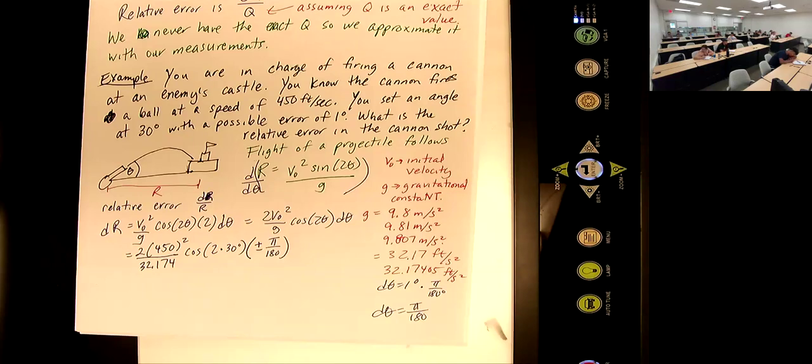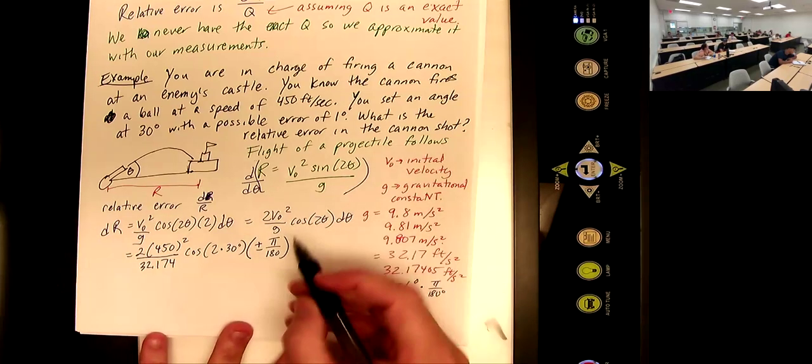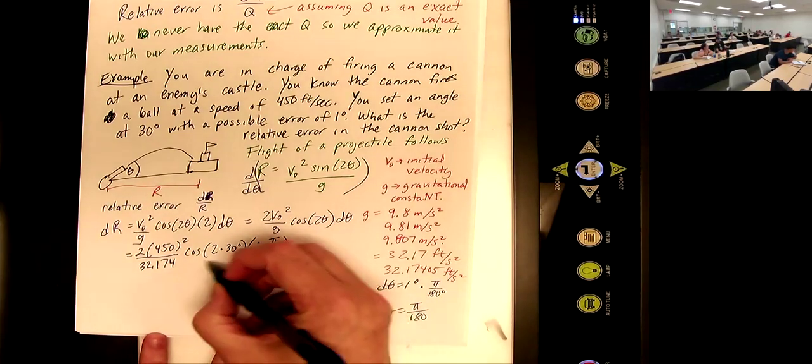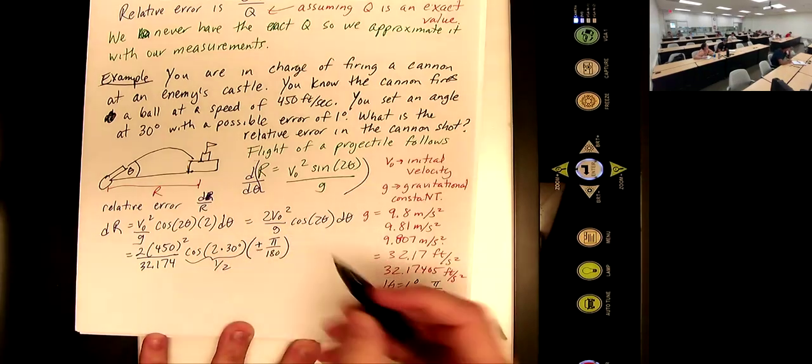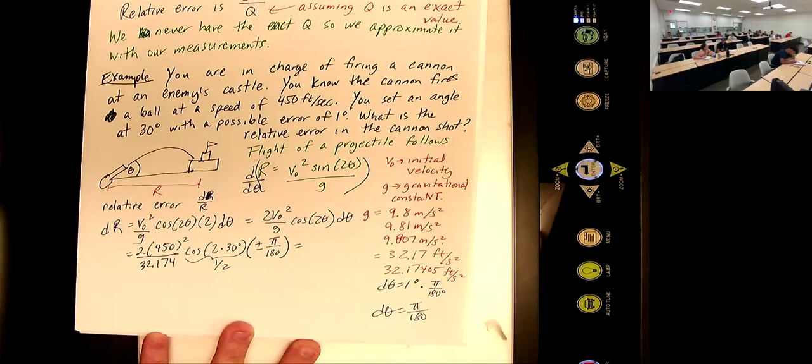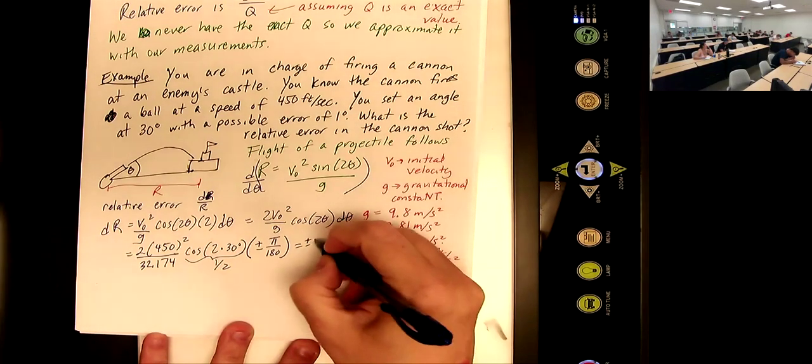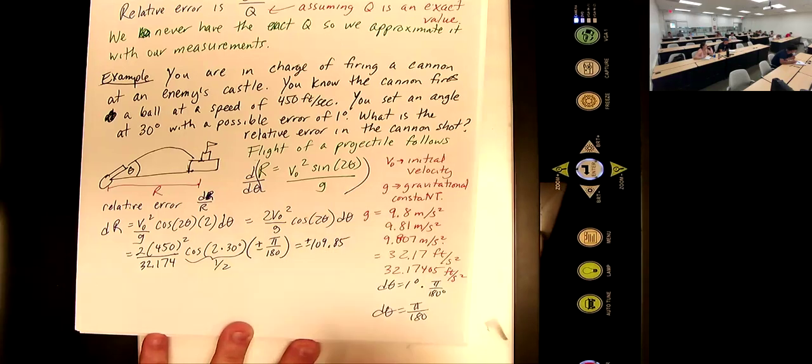What's cosine of 60 degrees? Square root of 3 over 2? Nope. Square root of 2 over 2? Nope. It's 1/2. You're running out of options. So that ends up being 1/2. We multiply this all out. I'm getting plus or minus 109.85. And that's gotta be in feet.